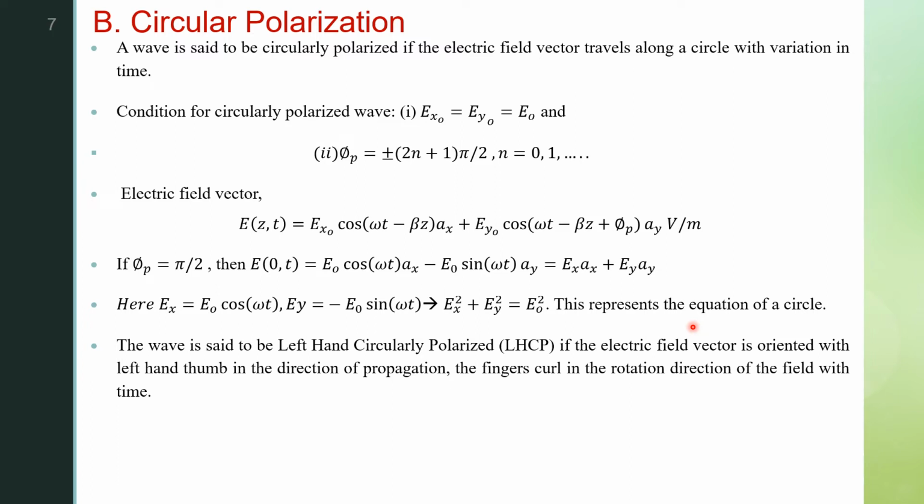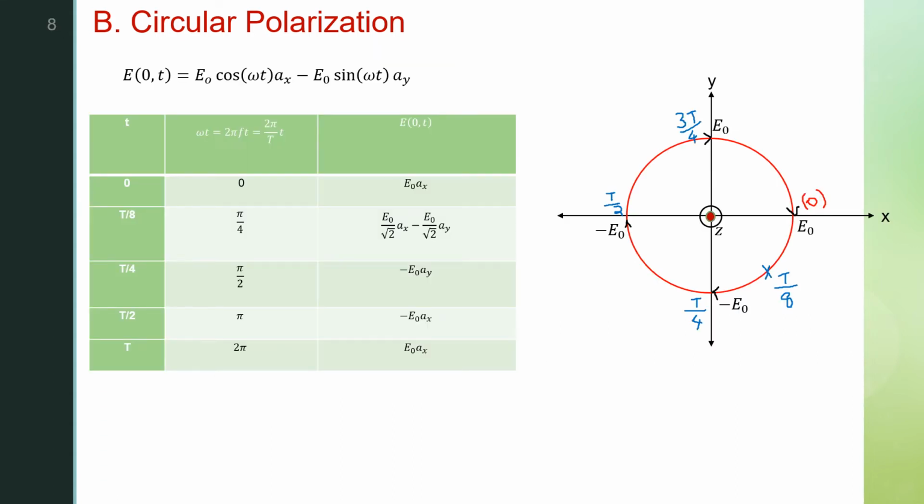So when we talk about circular polarization, the electromagnetic wave can be left hand circularly polarized, or sometimes right hand circularly polarized. Whether it is left hand or right hand circularly polarized, we mention depending upon the rotation of the electric field. If the electric field vector is oriented with the left hand thumb in the direction of propagation and the fingers curl in the rotation direction of the field with respect to time, then we call it left hand circularly polarized. We will take one example in this lecture and it will be clear to you.